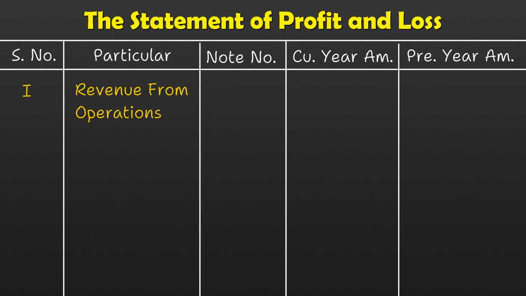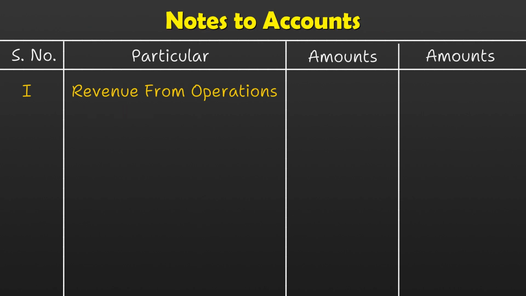So the first item which we studied is the revenue from operations. It will have Roman number 1, and in the notes to accounts we will write number 1. Under the notes to accounts heading, the items which would appear for revenue from operations would be: the first one, cash sales; second, credit sales; and the third, less sales return.